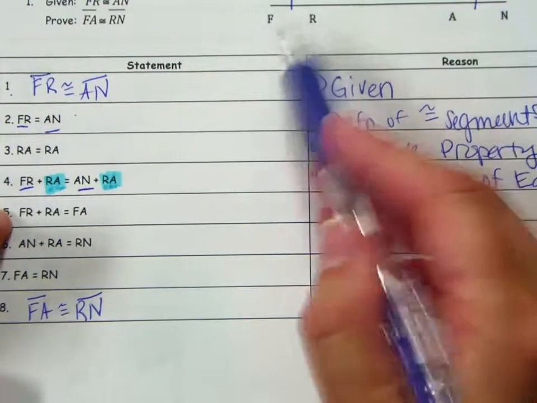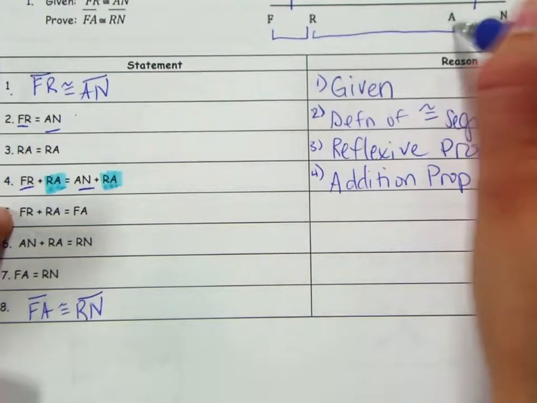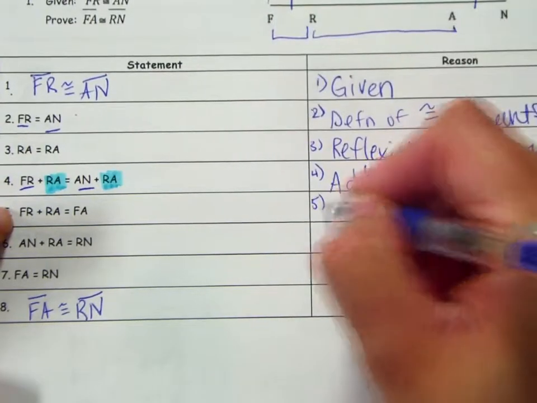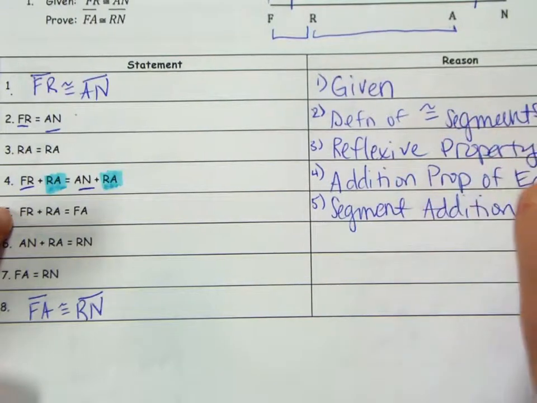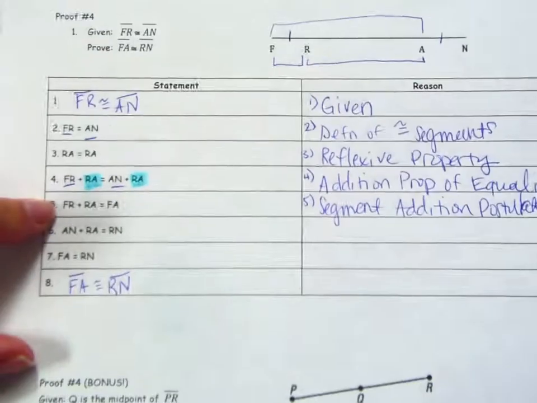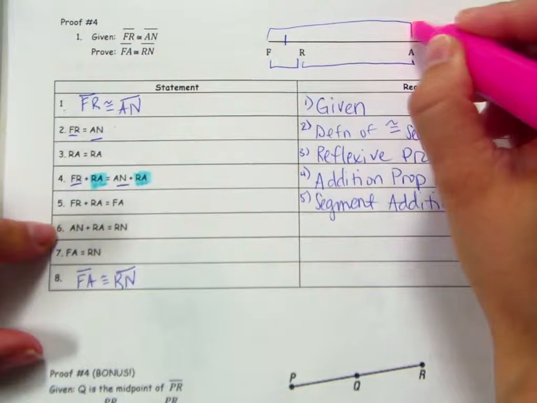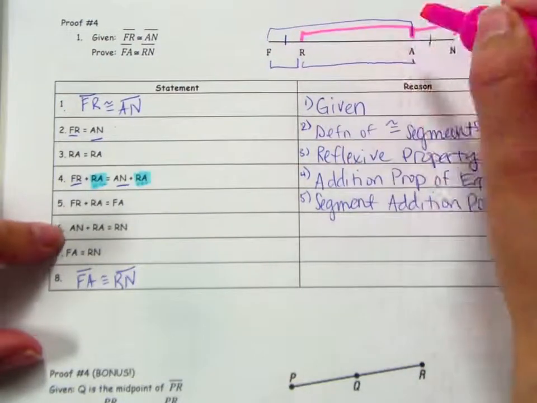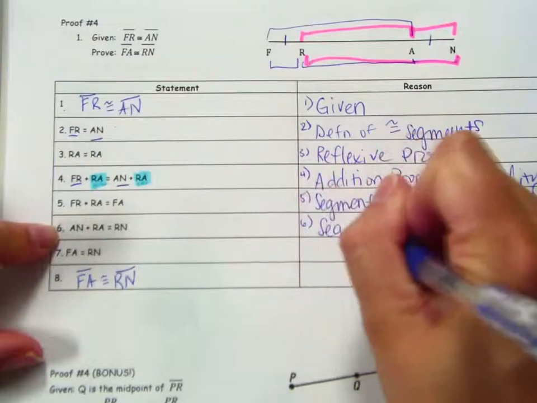From there, FR plus RA equals FA. The part plus the part equals the whole. That is our segment addition postulate. Similar for number 6, it says AN plus RA. So AN plus RA equals RN. Again, the part plus the part equals the whole. That's another segment addition postulate.